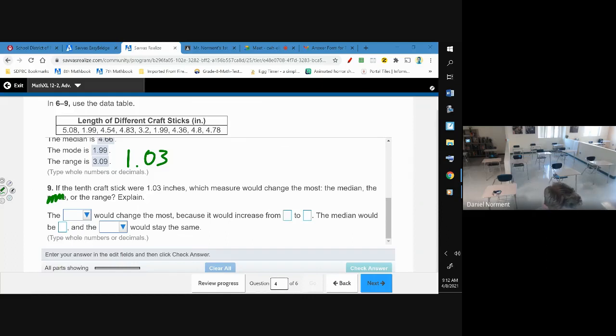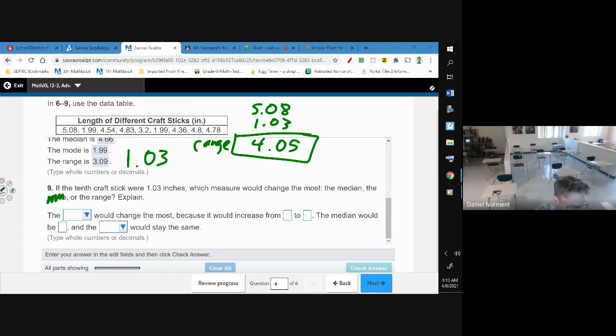I wish I hadn't erased the numbers that I just erased. The range, this would be the smallest. So I know the range would become... I said what would change the most? I can't believe I gave you this question. So I'm going to do the whole thing. This would be the range. But it said how would it change the most? Well, if this range is 3.09 and it became this, it would change from 3.09, it would change that much, okay?